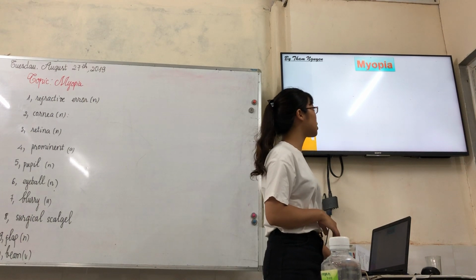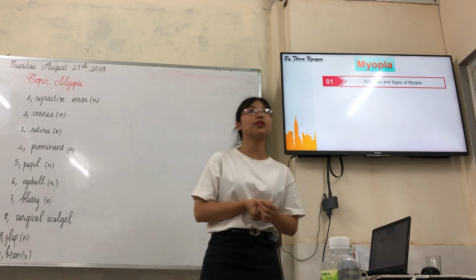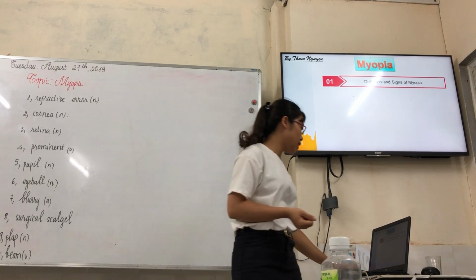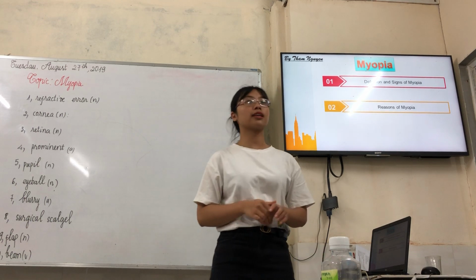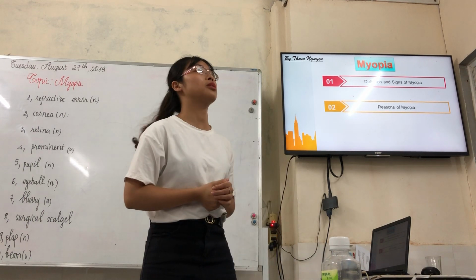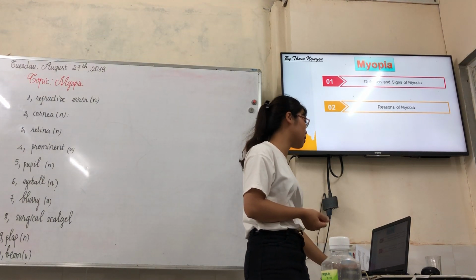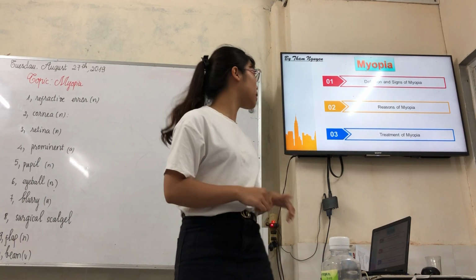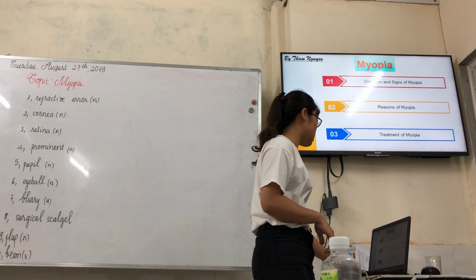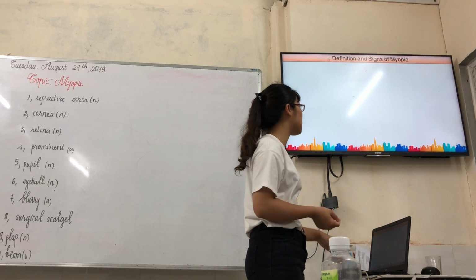My presentation includes 3 parts. In part 1, I will tell you the definition and some signs of myopia. In the second part, I will tell you about the reasons for myopia. And lastly, I will show you some treatments of myopia. Now we will move to part 1, definition and signs of myopia.